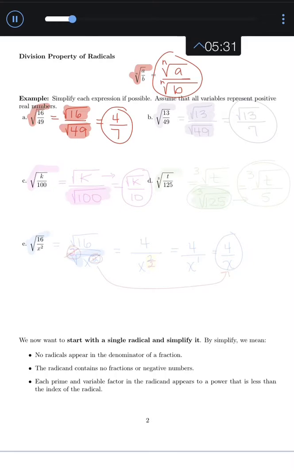Let's look at the next one. On B, we've got another square root. So that means we're going to take the square root of whatever's on the top, which is the 13, and the square root of whatever's on the bottom, the 49. Now, I can't actually take the square root of 13. You can't do anything with that. It's a prime number, so I'll leave that as the square root of 13. However, I can take the square root of 49, that is 7, and we'll leave that as is.